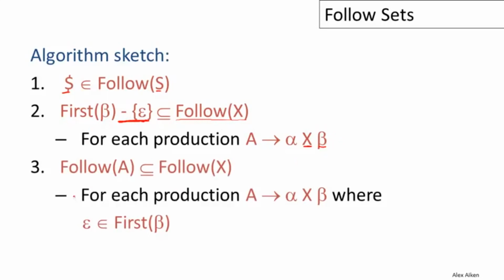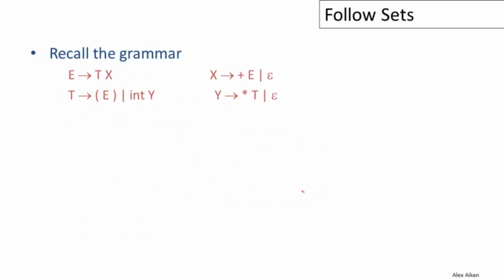Now, the second part of the algorithm is that if we have some suffix of a production, beta, that can go to epsilon, so epsilon is in the first of beta, so this suffix of the production can completely disappear, then as we said on the previous slide, the follow of the left-hand side symbol will be in the follow of X. And that's it in terms of the rules for computing follow sets. So now let's work through an example.